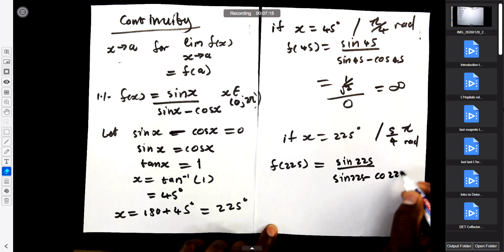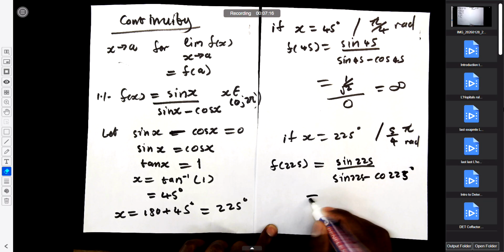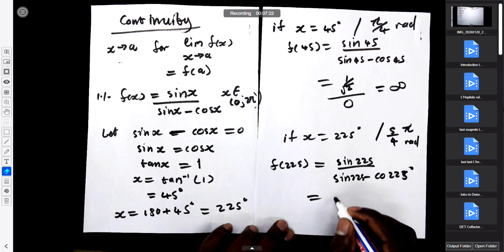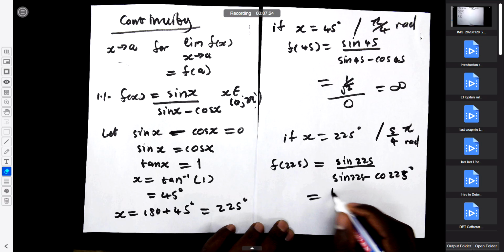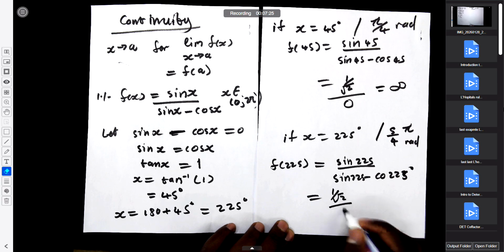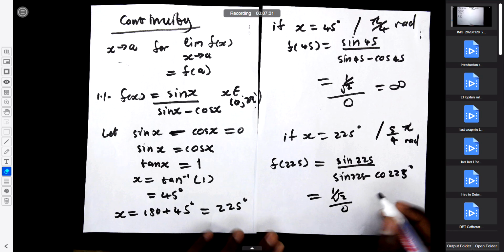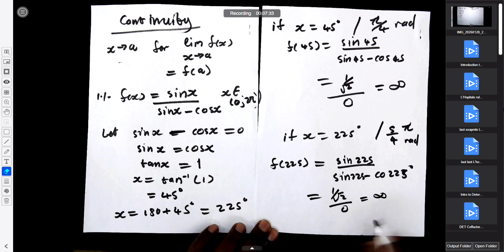Minus cos 225. I hope you see, I think it will be the same because it will be 1 over root 2. So it's the same thing, something over 0. So it is discontinuous. To prove that the function is indeterminate, it says error. So therefore you can specify that.